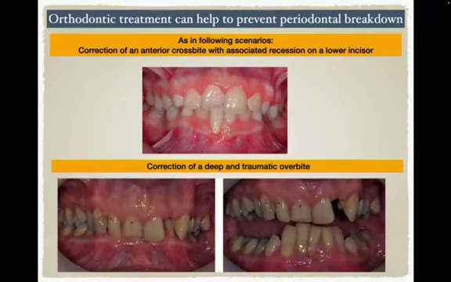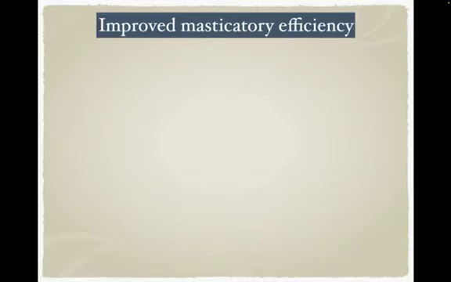Other thing, if the patient has a deep, complete traumatic overbite, in which the upper incisors are causing trauma to the palatal side of the lower, or the lower is causing trauma to the palatal side, then orthodontic treatment here is beneficial to prevent this traumatic overbite and to correct it.